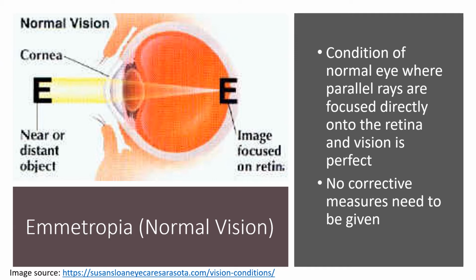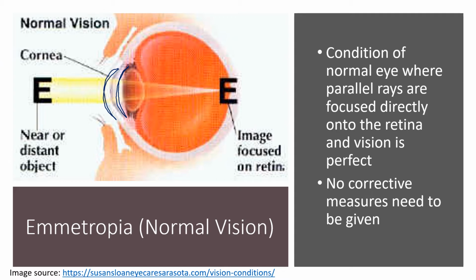So the first condition that we're going to be talking about is called emmetropia. Emmetropia is the condition of the normal eye. So the light actually comes in through the cornea right here, which is this outer layer here. And then we have the inner layer here, which is the lens.